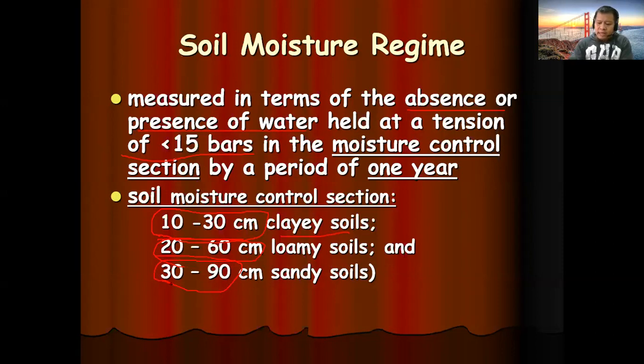But the point is the soil moisture control sections vary according to the different types of soil texture, because clay, loamy soils, sandy soils, and silty soils, these are soil textures. So take note for that.